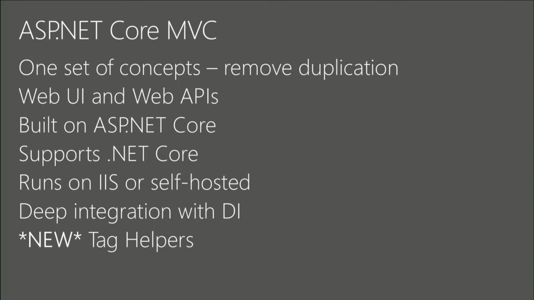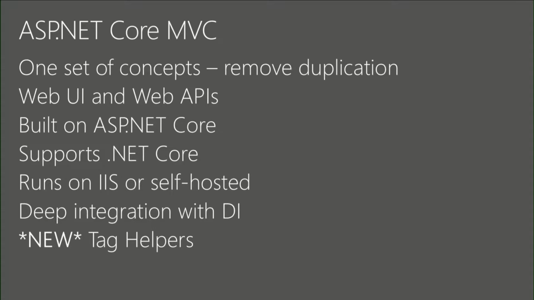What does that look like? ASP.NET Core MVC gives you one set of concepts. You can do UI, you can do Web APIs, you can do content negotiation, you can do Razor. It supports .NET Core, of course, because it's built on top of ASP.NET Core. You can run it in IIS, you can run it self-hosted. It deeply integrates with the DI system in ASP.NET Core, so you can inject dependencies into your controllers, into your filters, even into your views.